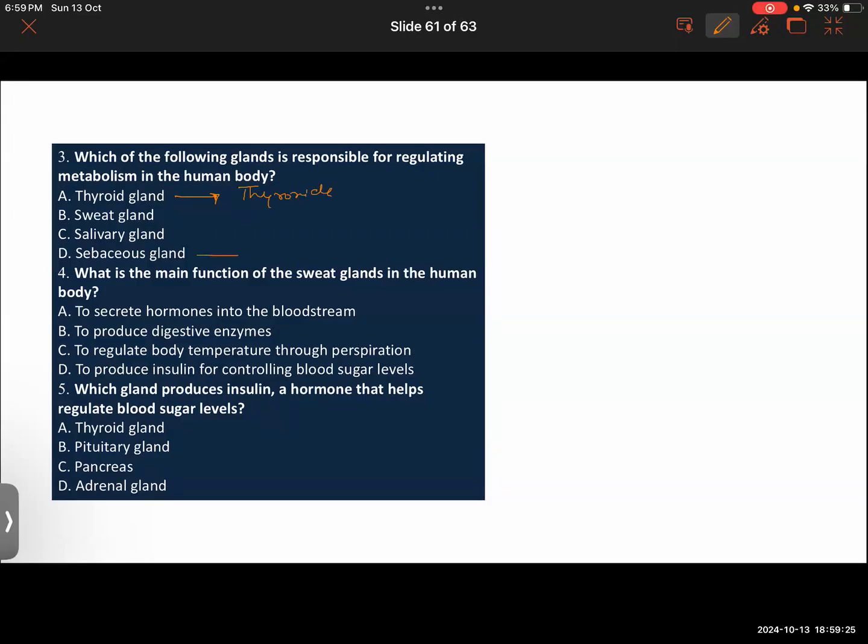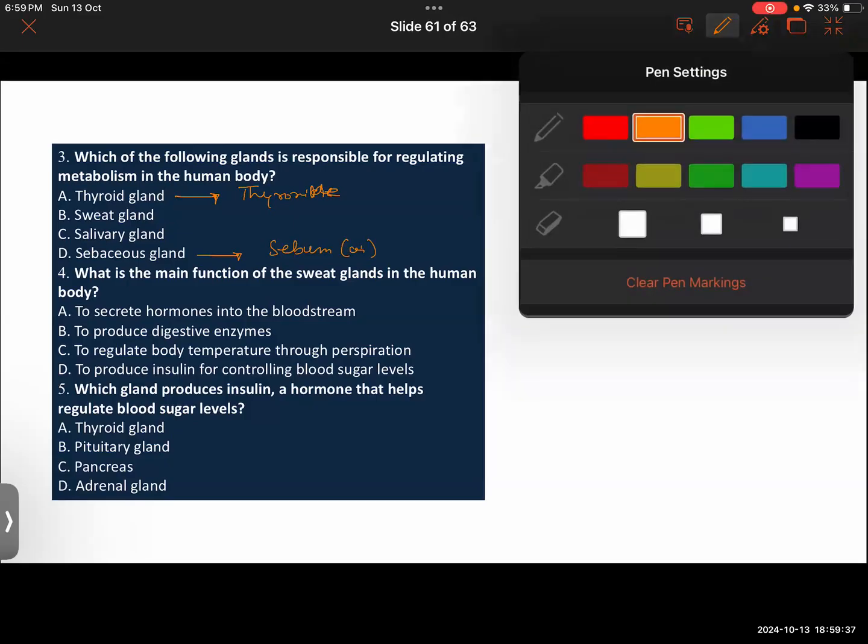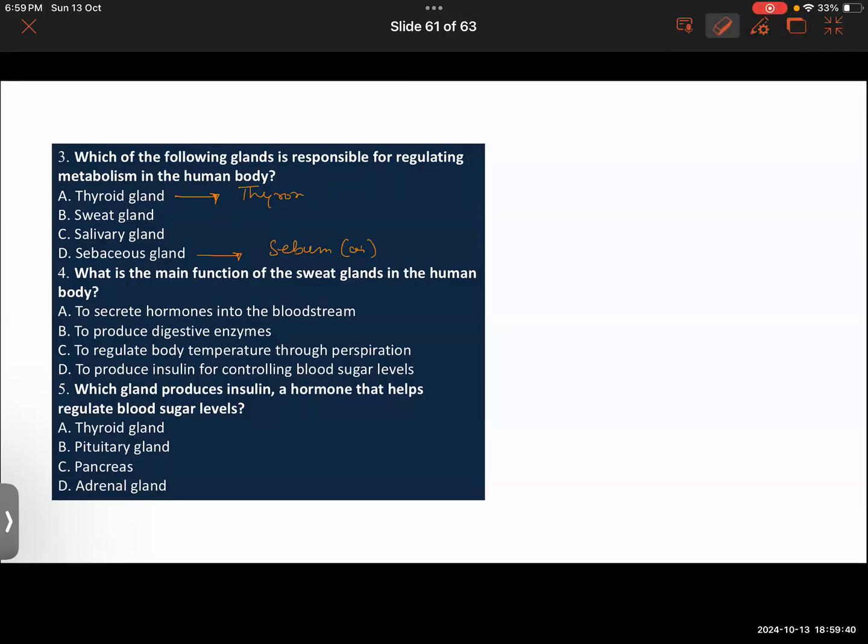Then talking about the sebaceous gland, what does this secrete? Sebum. Sebum is basically the oil. And why is this oil important for the skin? It moistens our skin, plus it prevents the skin from dryness. And to some degree, it prevents our skin from skin cancer also.